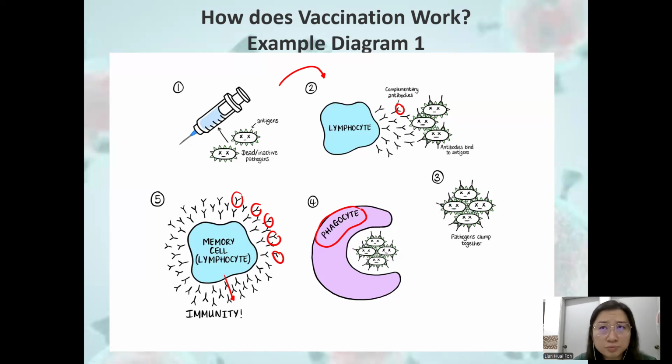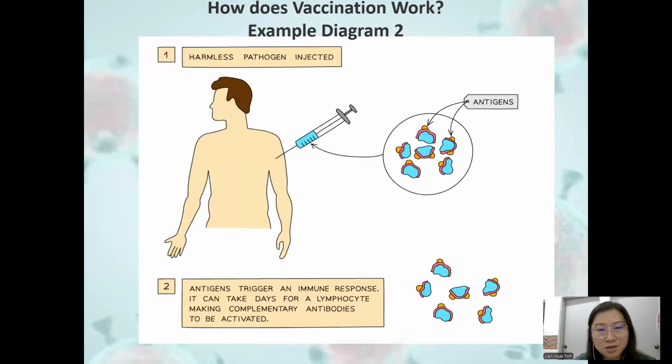So before the pathogens are able to multiply and cause you the disease, our immune system has already produced the antibody to kill the pathogen. In a way, through vaccination, it helps you reduce the chances or the opportunity to get a certain disease. These are the details of how vaccination works.